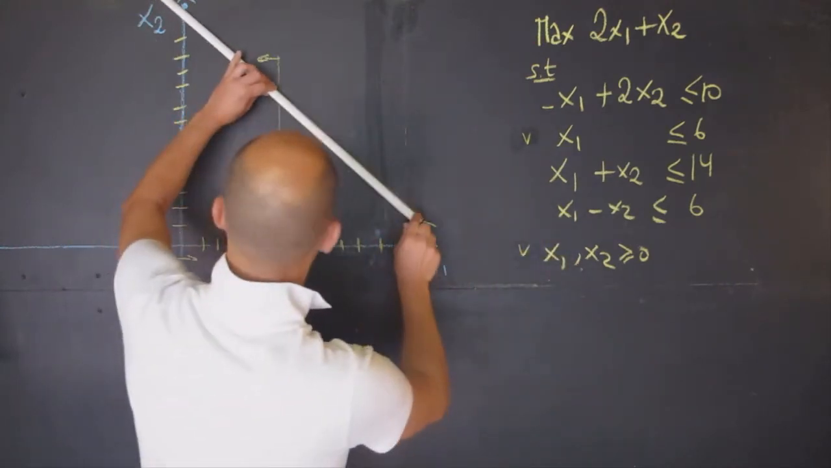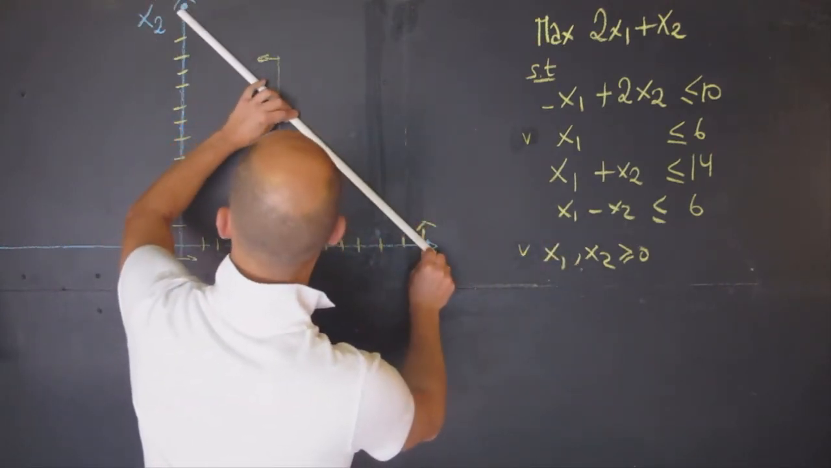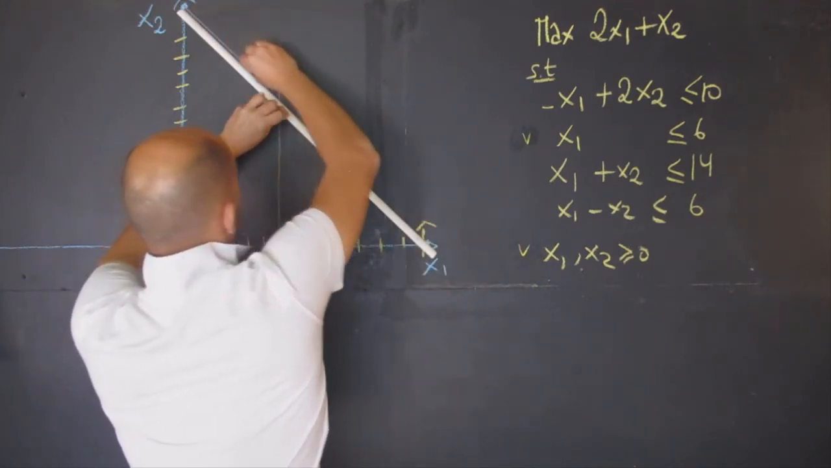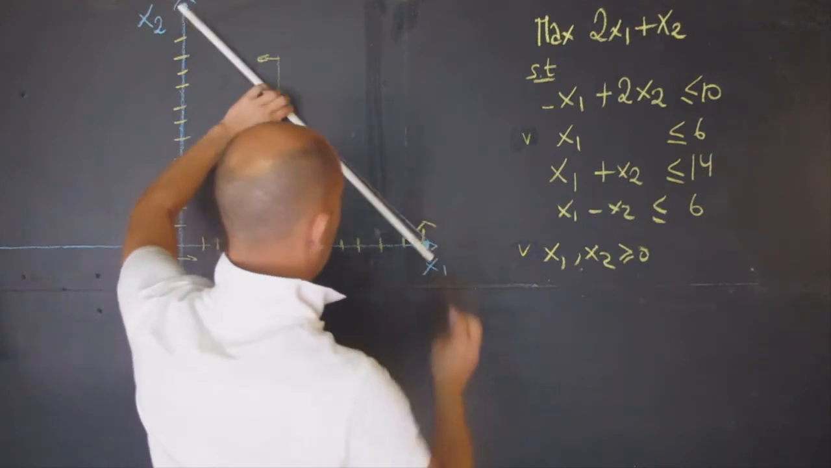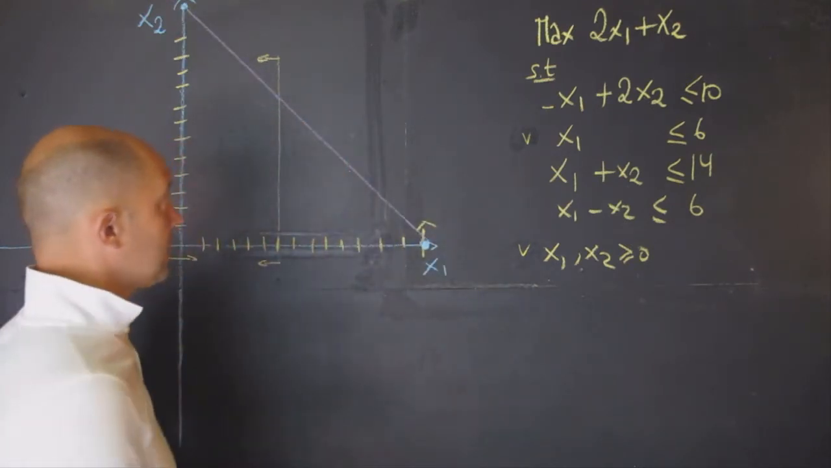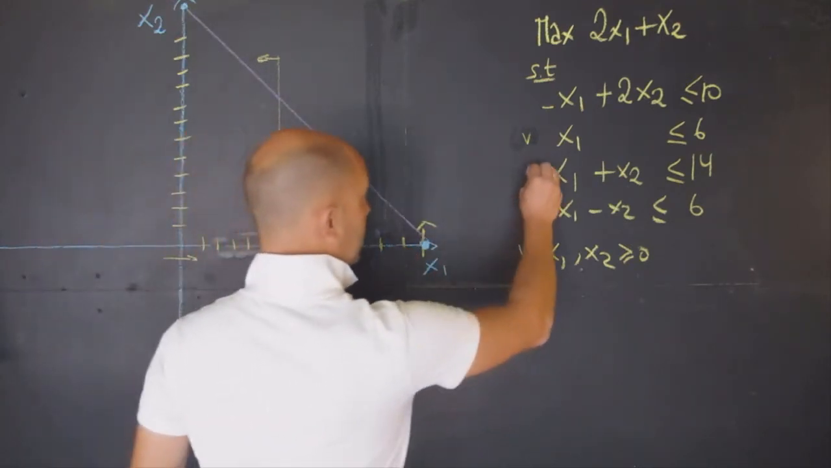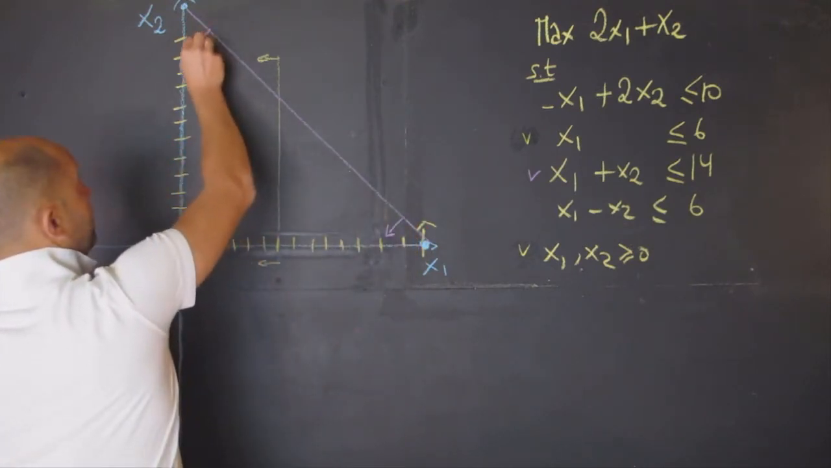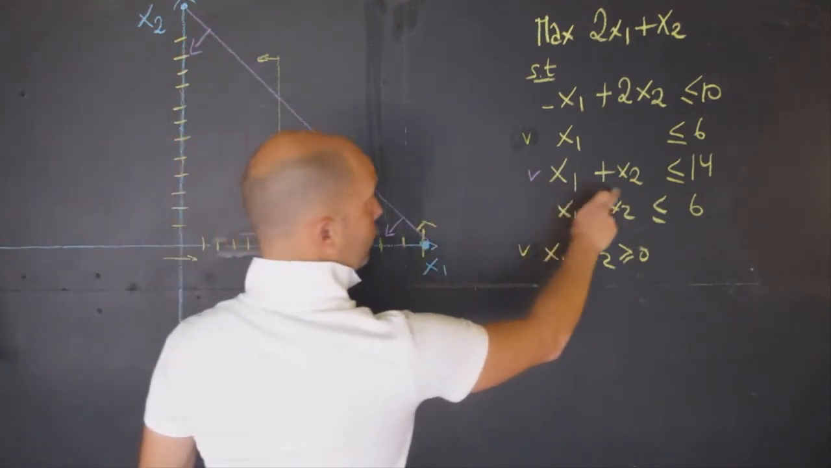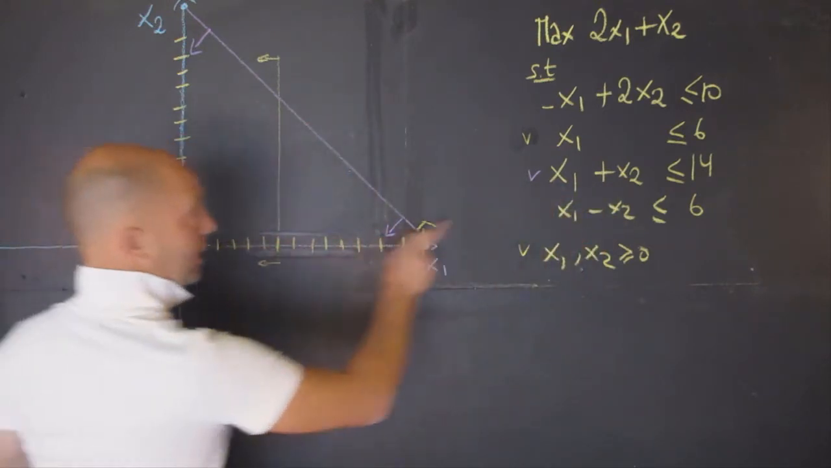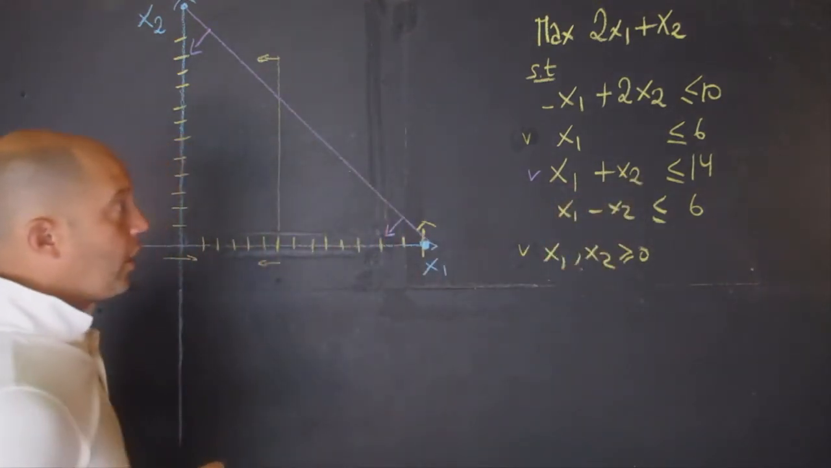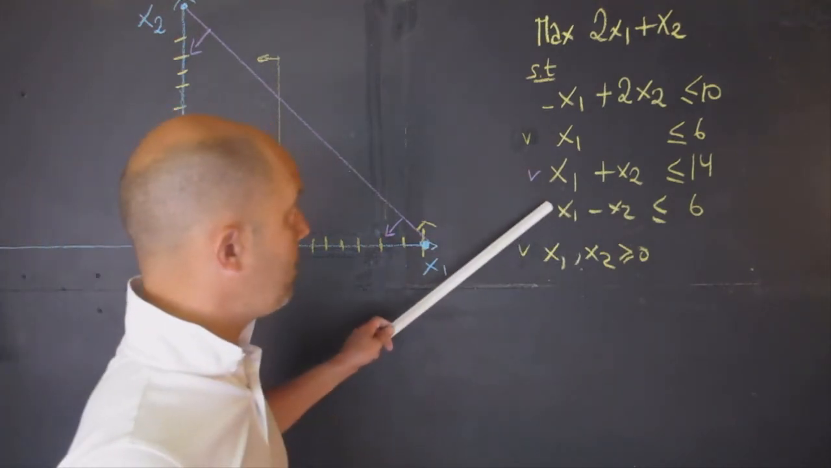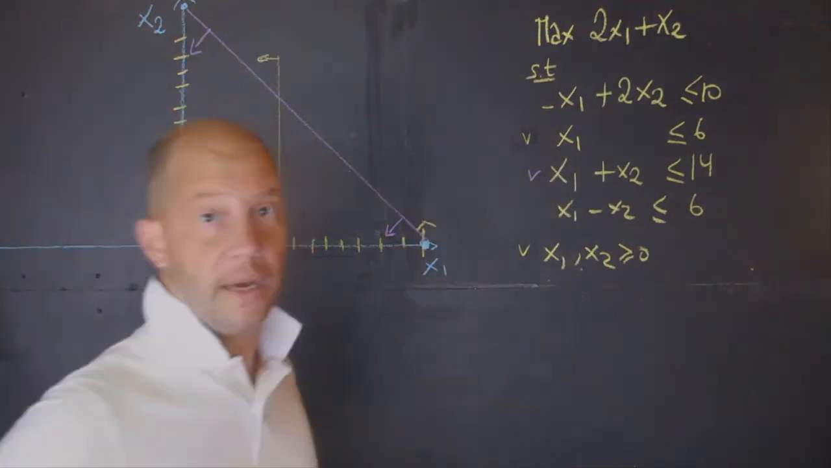So I can map these two this way, and this would be that inequality here. Then of course we want to go in this direction. You can verify this because 0 plus 0, which would be this point here, is less than 14, so that is correct. We have to map these two here, so I'm going to take a quick break and map x1 minus x2 first, and then this other one right after.